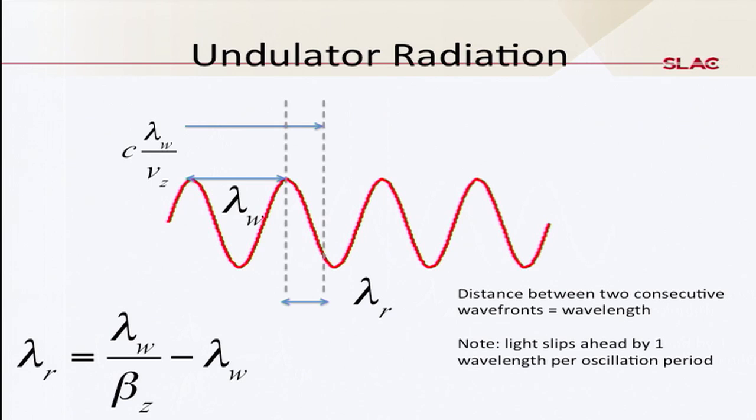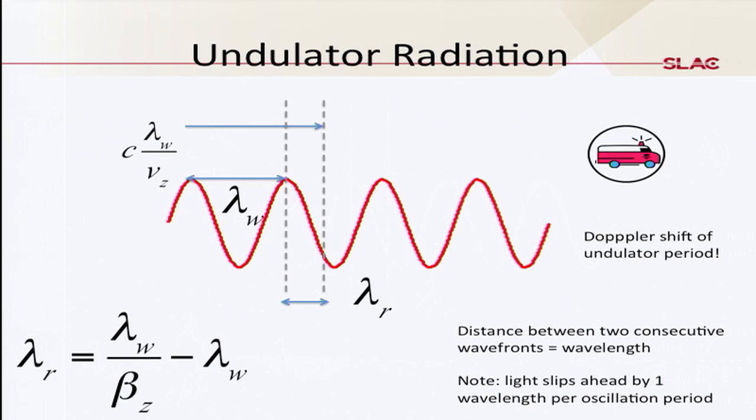Now, the first thing we want to know about undulator radiation is the wavelength. And how do we do this? Well, you can think this is your electron orbit. The electrons go very fast, almost at the speed of light, but not quite. So for every undulator period, the radiation is going to slip ahead of your electrons by a certain amount. And that amount is exactly your radiation period. So you have a wavefront emitted when your electron is here. By the time the electron makes one oscillation, it emits a new wavefront. And the distance between these two wavefronts is your radiation period.